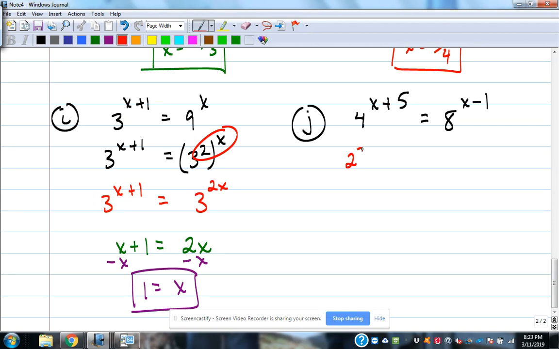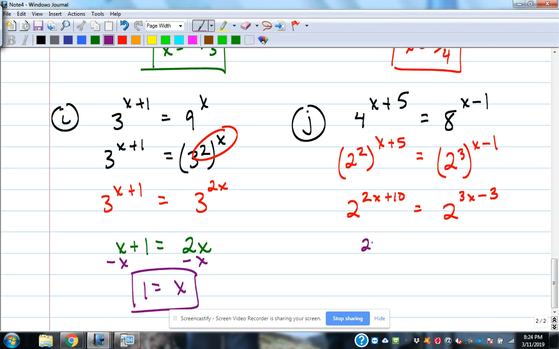So I could have this as 2 squared to the x plus 5, and write this as 2 cubed to the x minus 1. Again, what's the rule for exponents when you've got parentheses and an exponent outside? You times it. 2 times x plus 5, 2x plus 10. 2 to the 2x plus 10. And on the other side, we get 2 to the 3x minus 3. What's my equation that I set up?